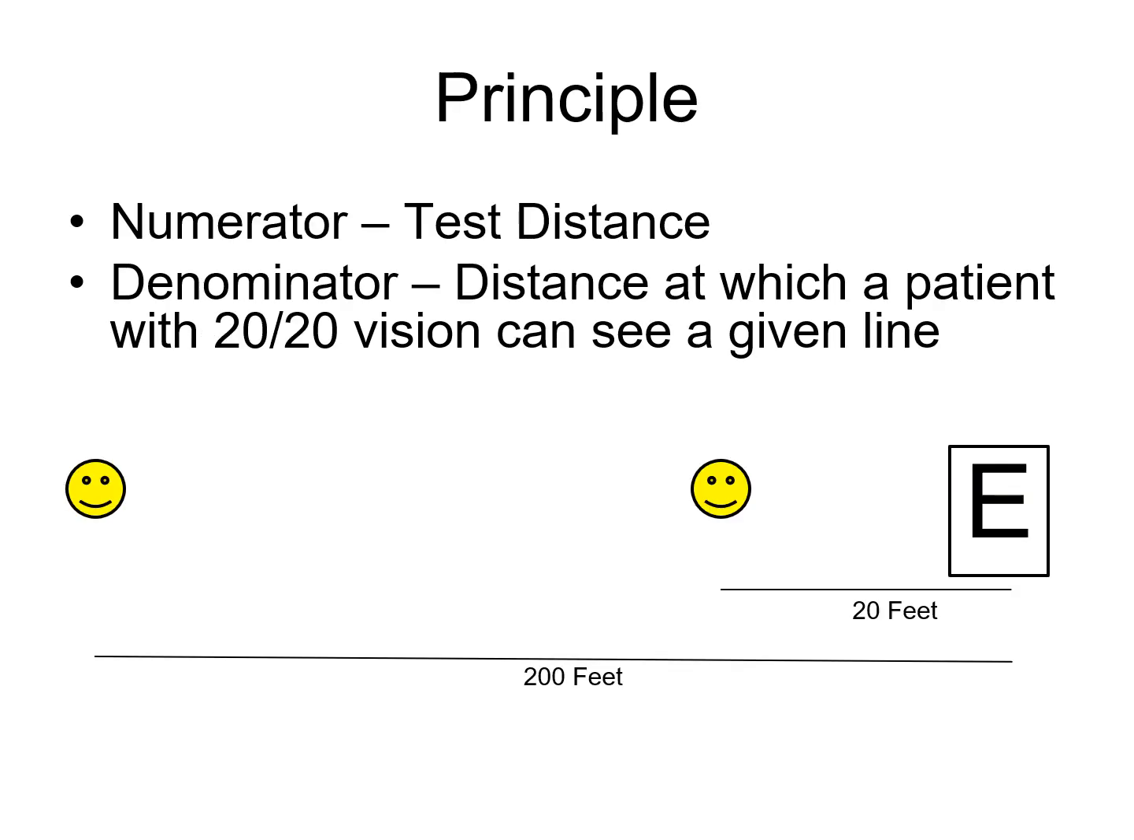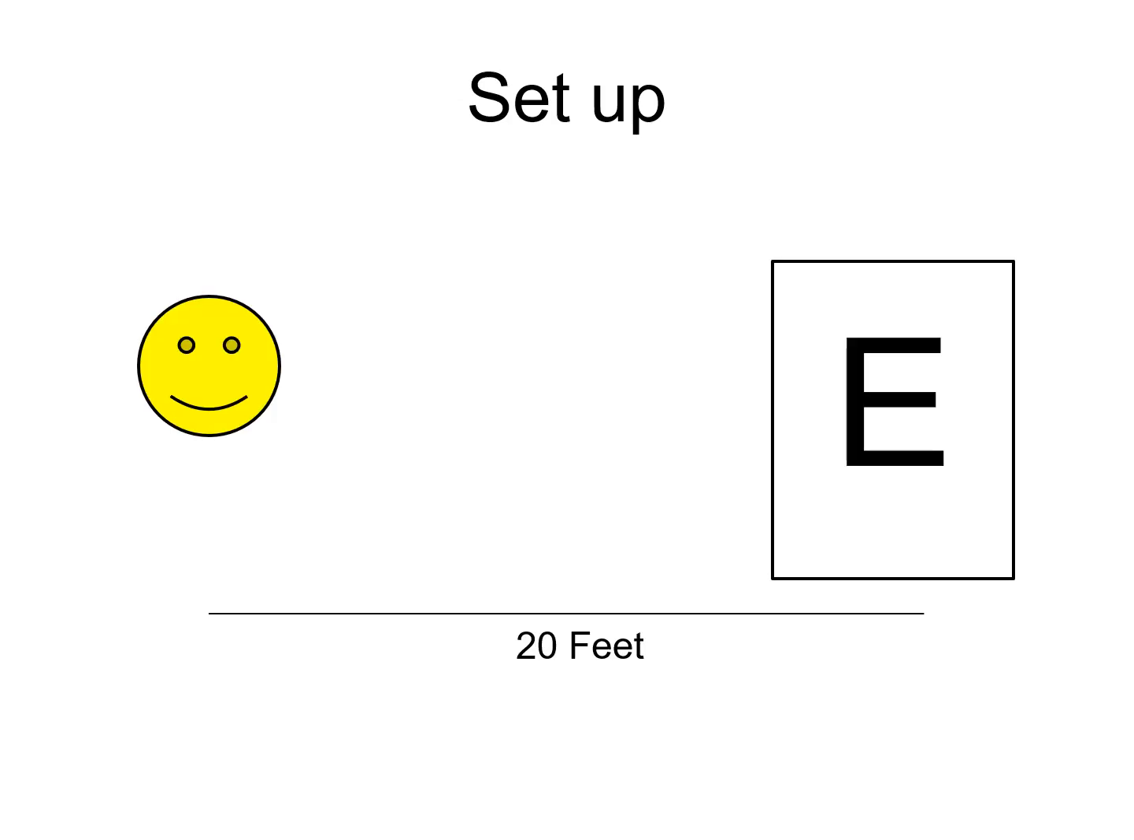The principle of reporting visual acuity is as follows. The numerator denotes the test distance of the patient from the chart, while the denominator represents the distance at which a patient with 20/20 vision can see a given line. If the patient is literate, the patient is able to read the Snellen or the ETDRS visual acuity chart, represented by the letter E to your right. The patient is positioned 20 feet from the chart at eye level prior to beginning the test.